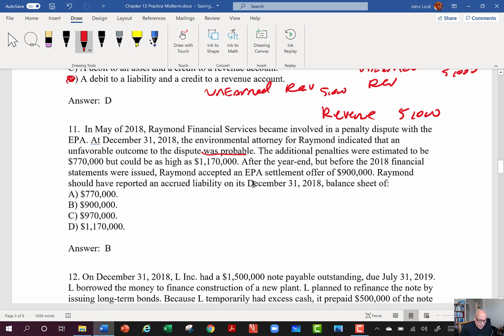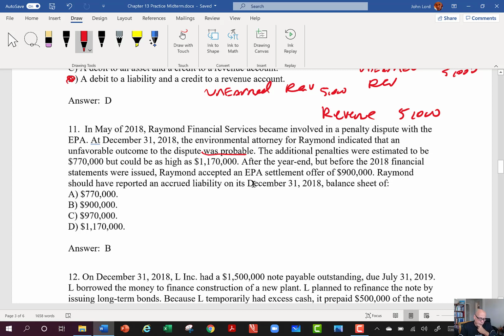The additional penalties, which I don't know what they mean by additional penalties, but the penalties were estimated to be $770,000, but could be as high as $1,170,000. Now, when I look at that, I start thinking, maybe they're going to make me pick the range or something, right? Because when I can't come up with a solid estimate that I think is a good, most probable estimate, then I have to do what? Book the lower end of the range and disclose the range in the financial statements, okay?